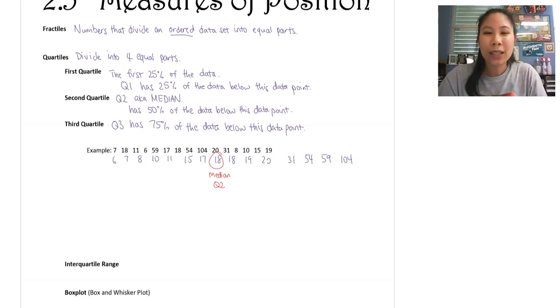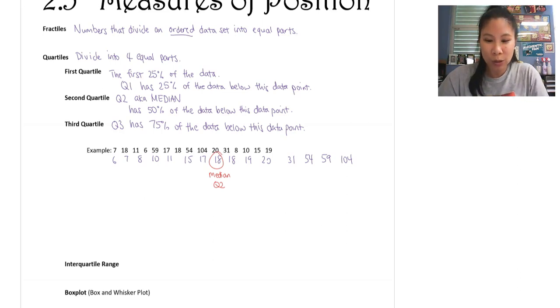Okay. So if we're talking about Q1 and Q3, since Q1 and Q3 are 25% below and 75% below, that really means from the smallest number up to the median, Q1 should be right in the middle of that. And then from the median to the maximum, Q3 should be right in the middle of that.